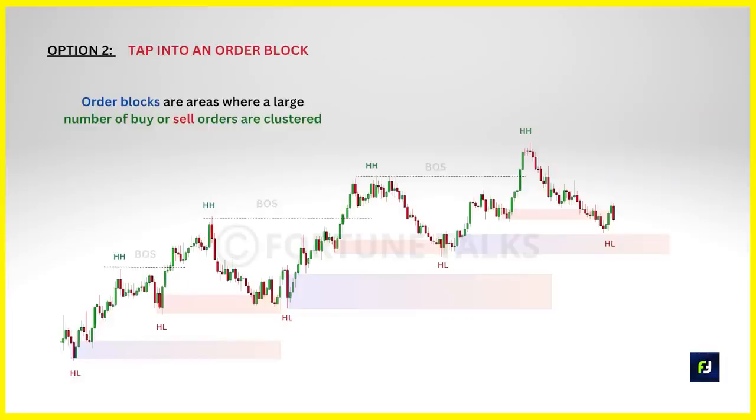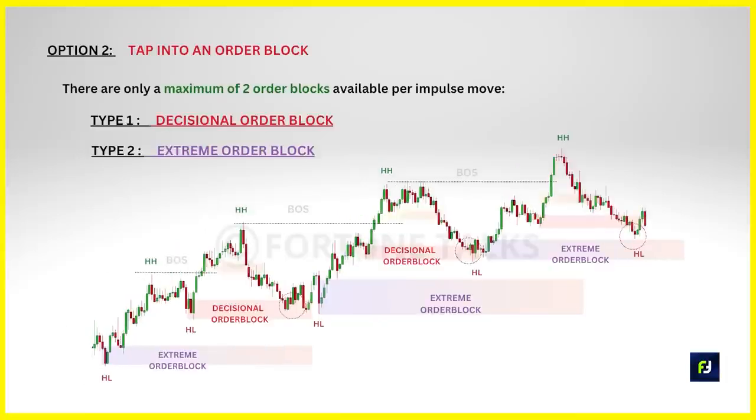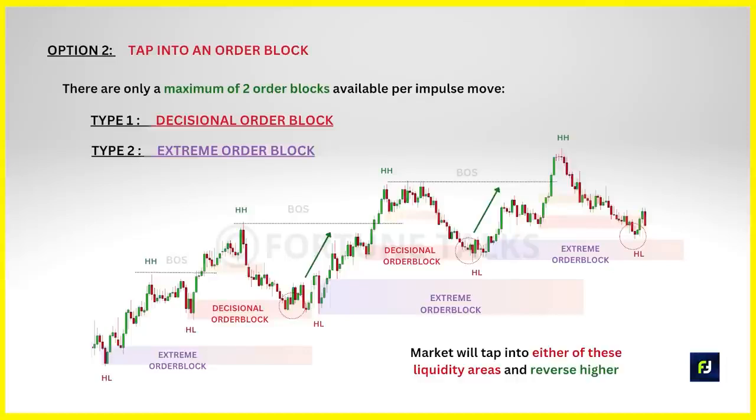The next available options are order blocks or points of interest, and just for the sake of understanding, assume POI as areas where a large number of buy or sell orders are placed by institutions for the sake of buying low and selling high, and we can expect the market to reverse from these zones. So the market can tap into either of the two order blocks. The first is a decisional POI, which is usually formed after an inducement, and there is a 50% chance that the market will tap into this liquidity area and reverse higher.